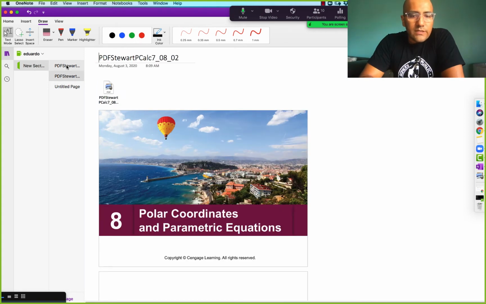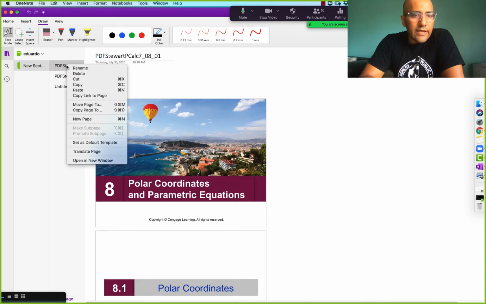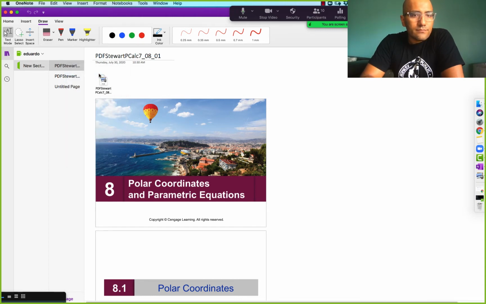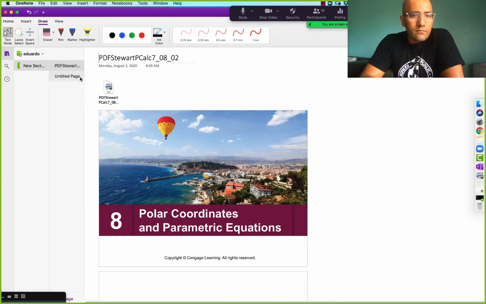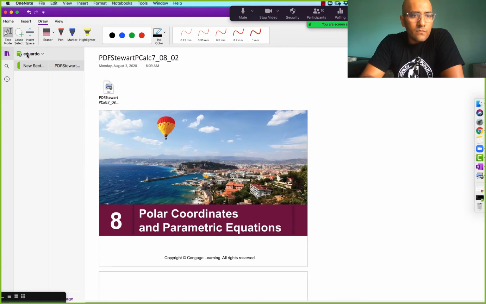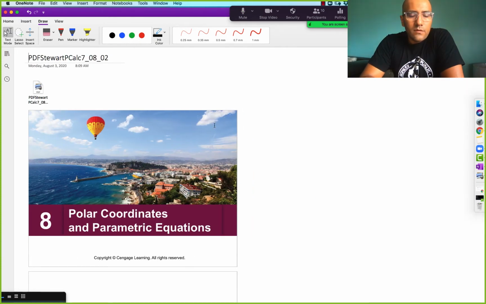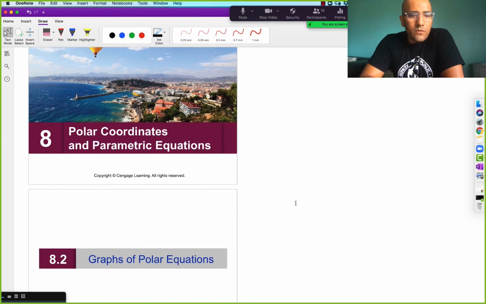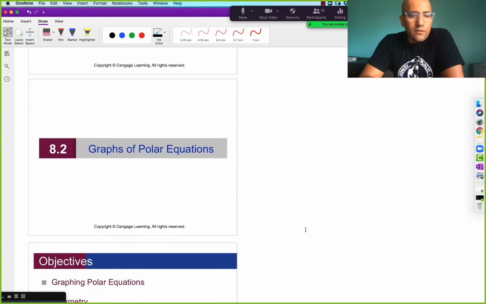Okay, so let's expand that to section 8.2. So let's delete this. And this was this thing. Let's delete this. Okay, 8.2, graphs of polar equations.